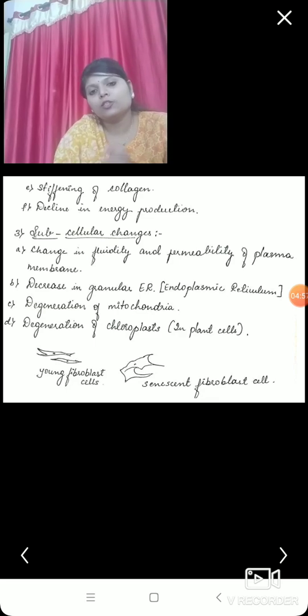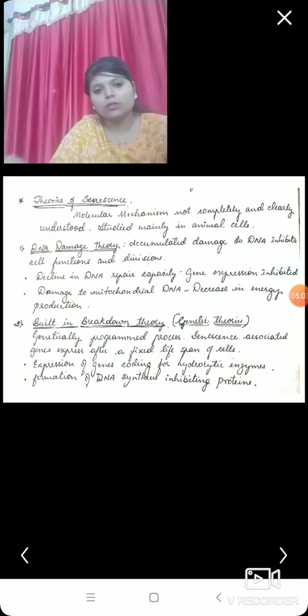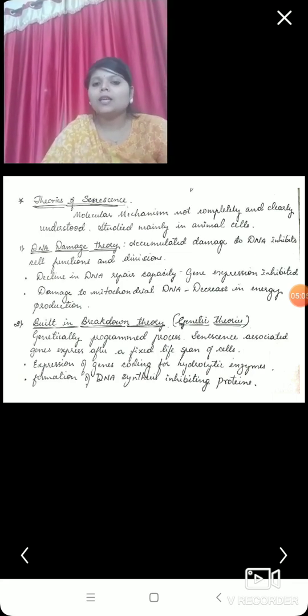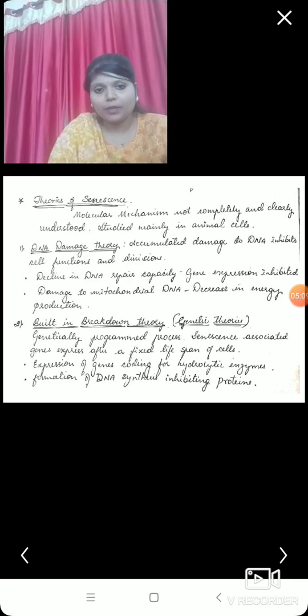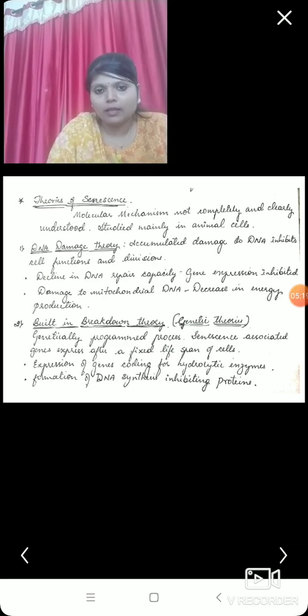Fibroblast cells wherein their shape and sizes are completely changed. Theories of senescence. Why are we going to study theories of senescence today? See, there are many scientists who have put forth the mechanism of senescence. Ultimately the cell has to die or the cell is getting aged. What is making that cell aged? That is the question today, isn't it?